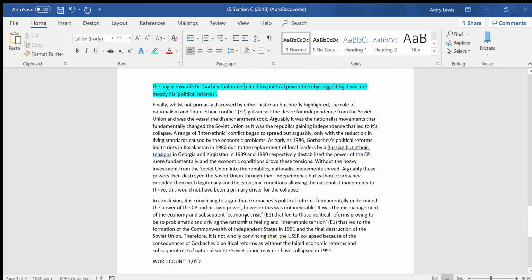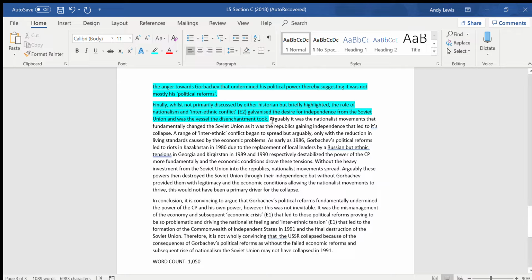So then they go on for their final paragraph. Finally, whilst not primarily discussed by either historian but briefly highlighted, the role of nationalism and inter-ethnic conflict galvanised the desire for independence from the Soviet Union and was the vessel that disenchantment took. Now really, it would have been better there to have a link to the political reforms, because that's what the question's on, but it's still a good topic sentence. Could be better, but it's still good.